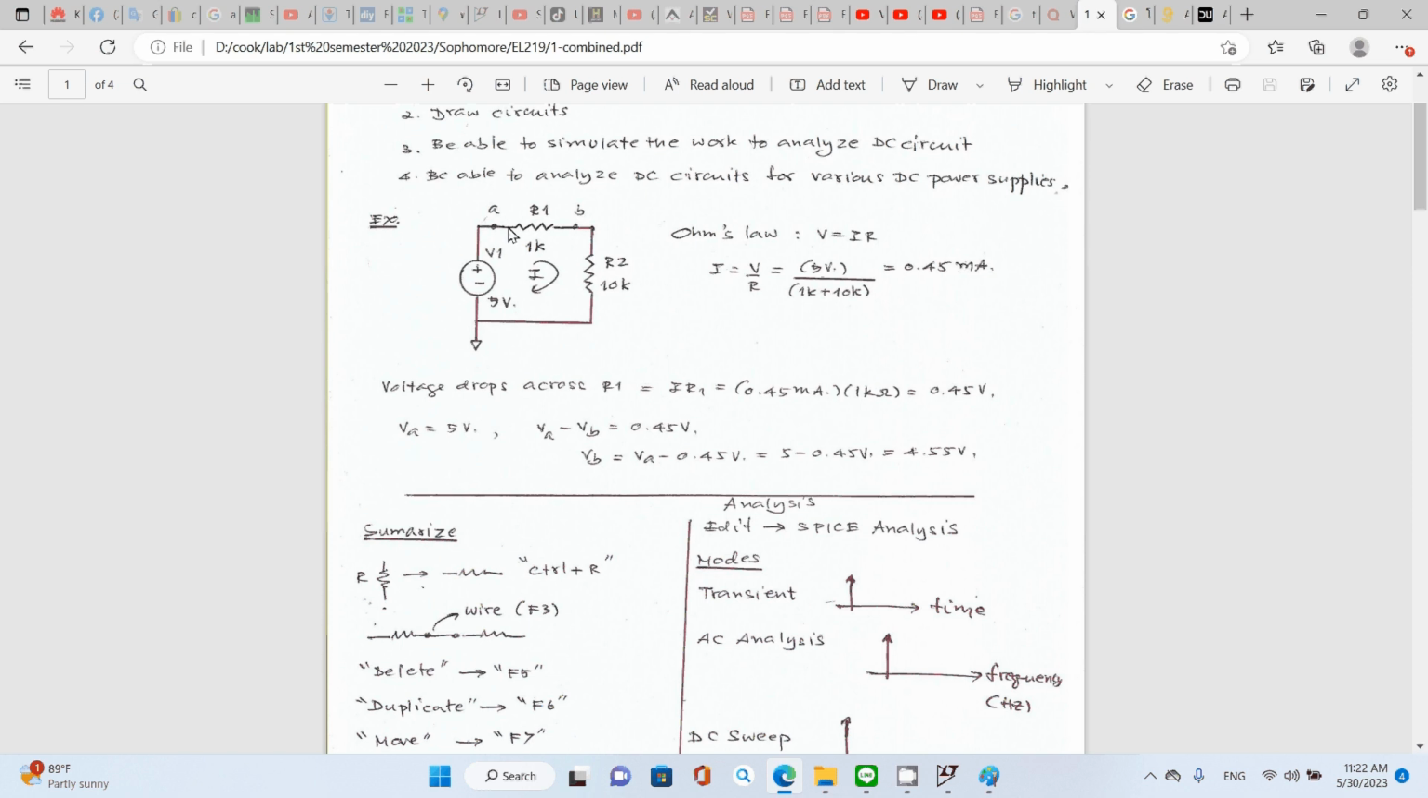And you know the voltage drop across R1 is equal to the difference between the voltages at nodes A and B. VA minus VB equals what? 0.45 volt. And you can find your VB, simply VB equals VA minus 0.45 volt. That's 4.55 volts.